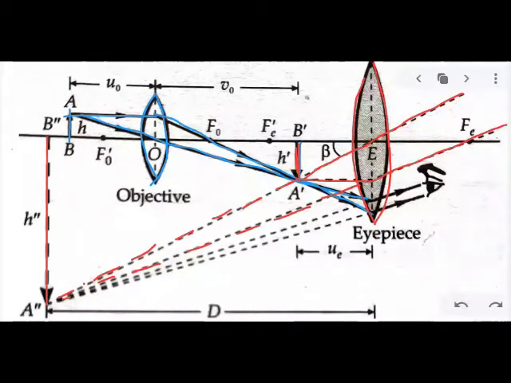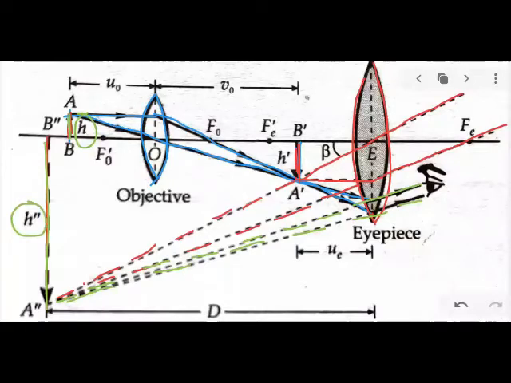This image A double dash B double dash is inverted as compared to your object AB. Is it clear? For the normal human eye, what happens? This is the point where the rays strike the objective. So at this point we will see the image. I'll use a green color. The image will come at this point, and this is how we will see the image of AB, which is A double dash B double dash. This object AB has a height H, and the image A double dash B double dash has a height H double dash. Is it clear? This is how your compound microscope works.